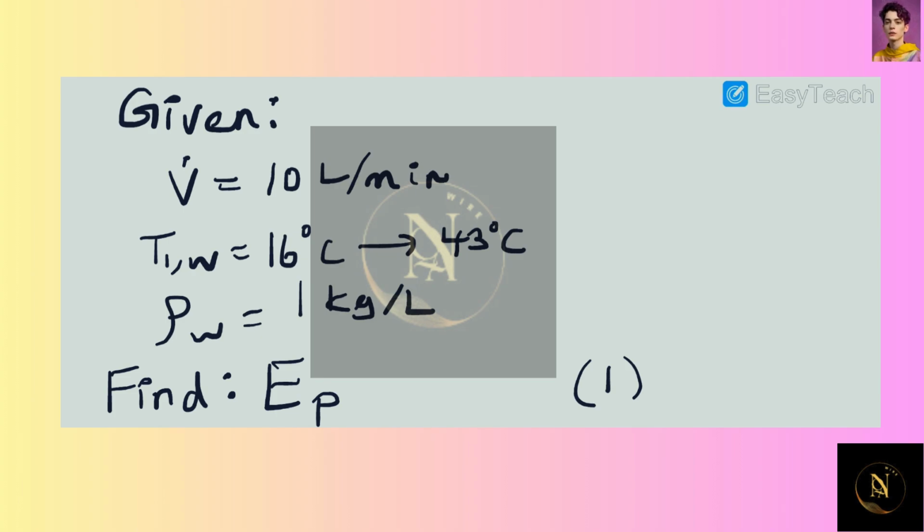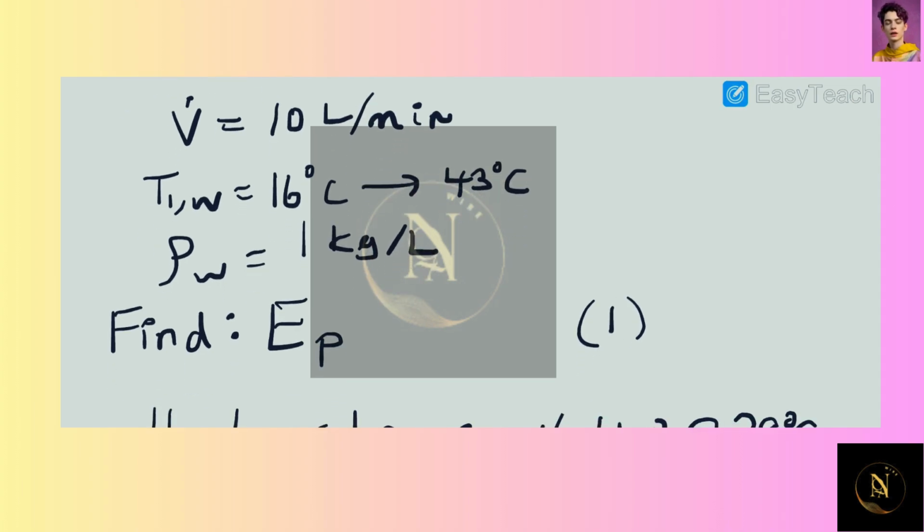Hi everyone, so what we have is a shower head that has a volume flow rate of water of 10 liters per minute. There is an electrical heater that is heating the incoming water, which comes in at 16 degrees Celsius to 43 degrees Celsius. And given that the density of water is 1 kilogram per liter, we are asked to find the electrical power required to heat this water up.